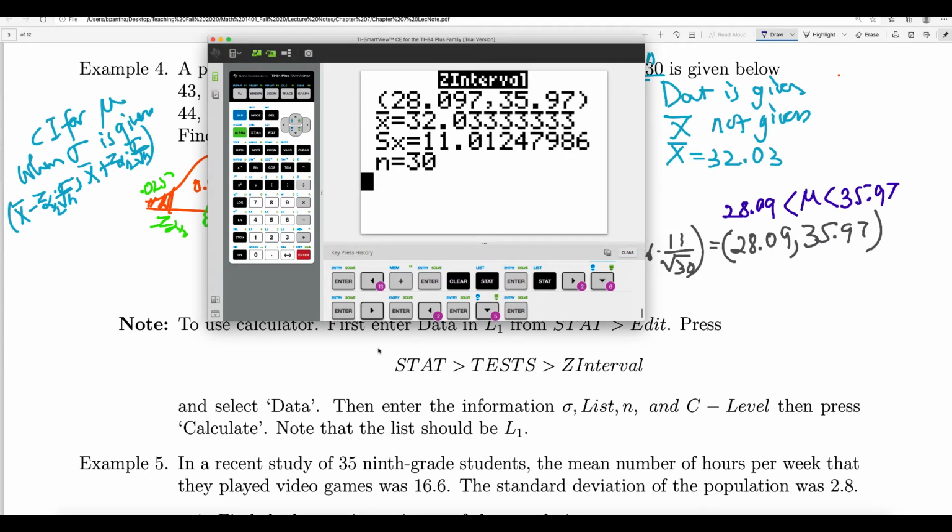So how do I use the calculator? The steps are given here too. Select data, stat, test, Z interval, and select data. Then enter the information for sigma, list, and n, and the confidence level also, and then do the calculate. That's what you do.